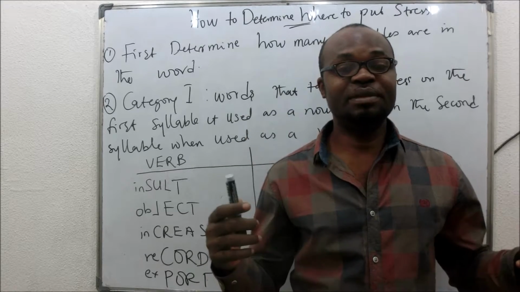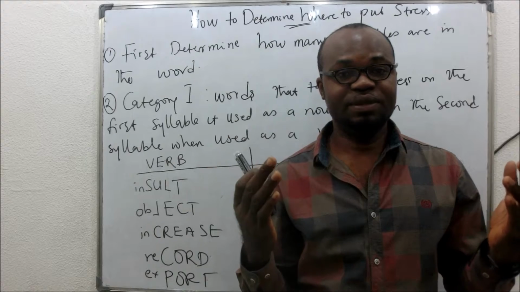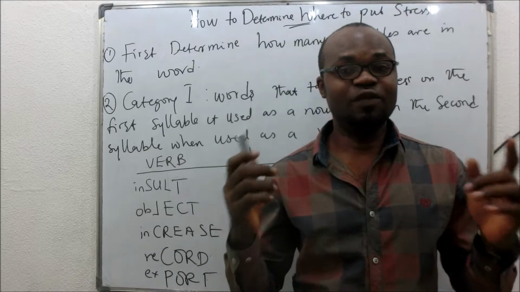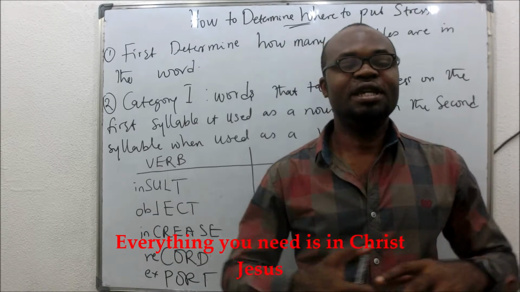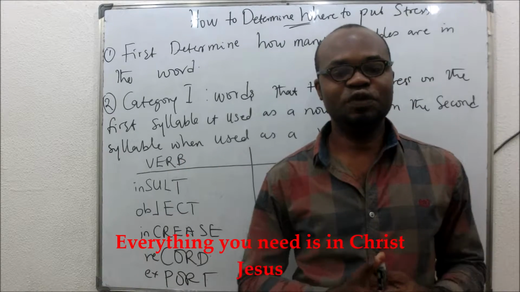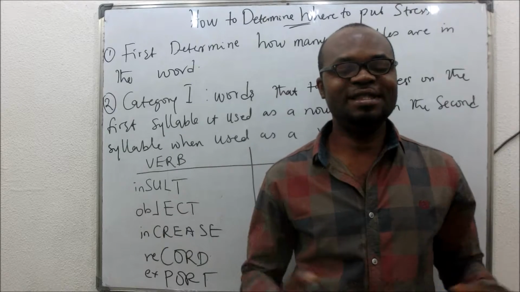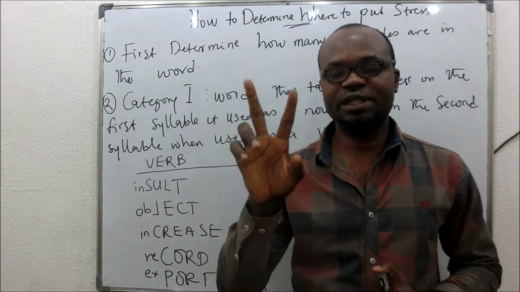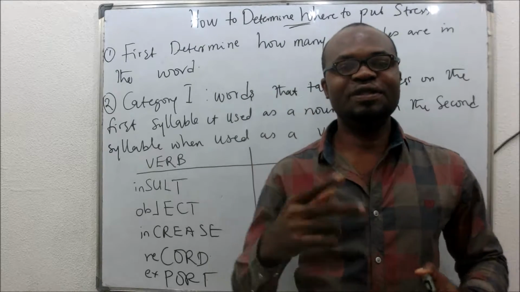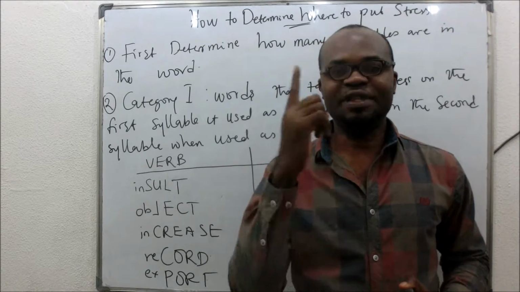Number one, you need to determine the number of syllables that are in the word that you're considering. So when you have determined it, then you know the right rule to apply. So having determined the number of syllables, let's say you have two syllables in a word. How do you determine the syllable that will have the stress?